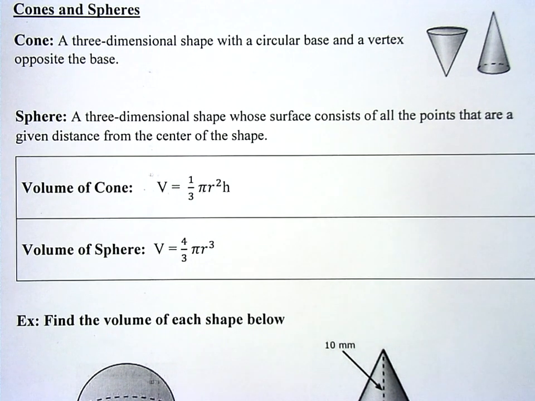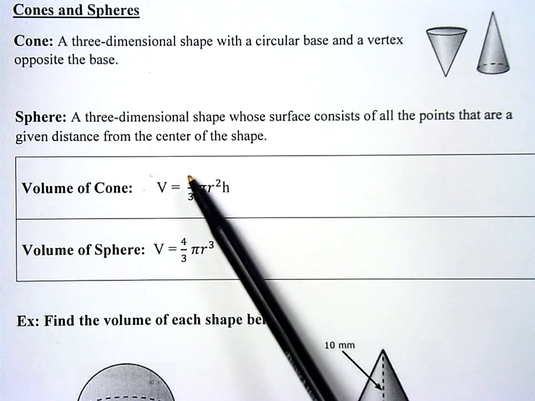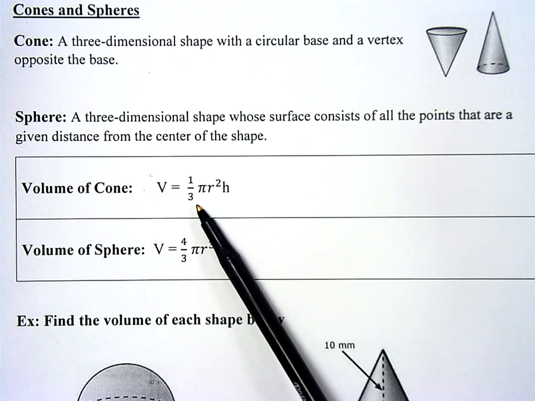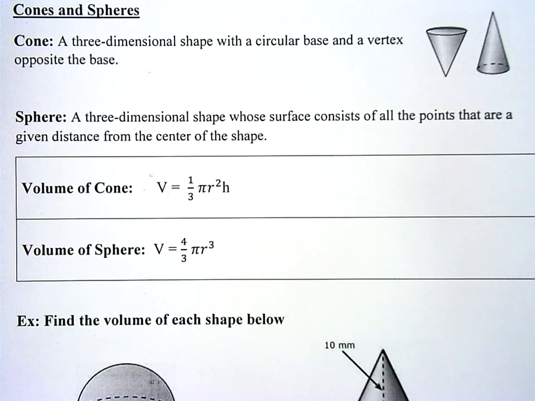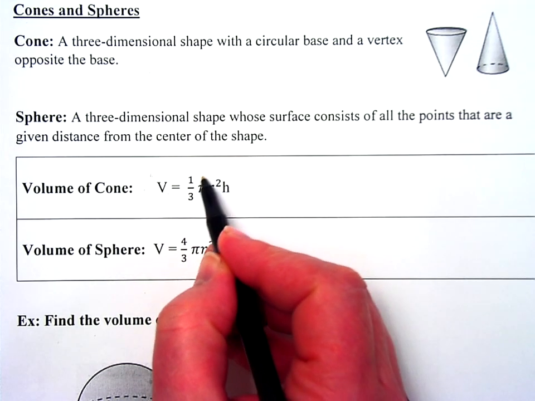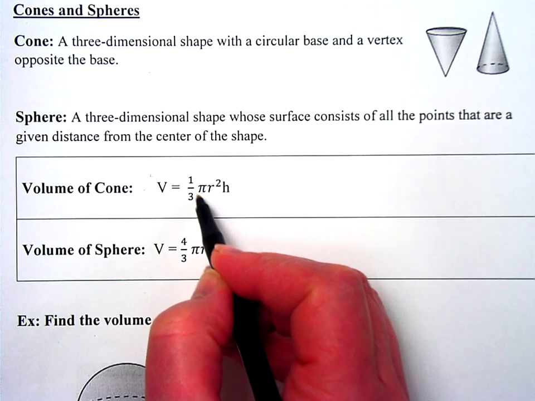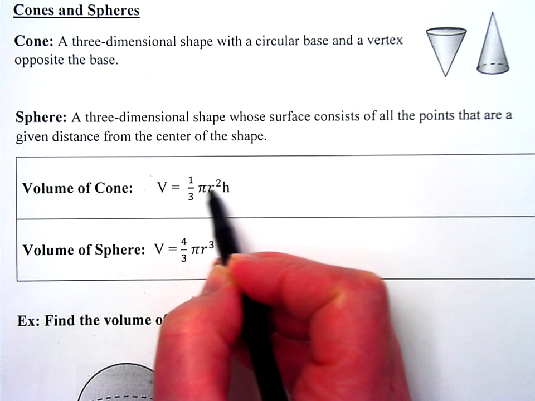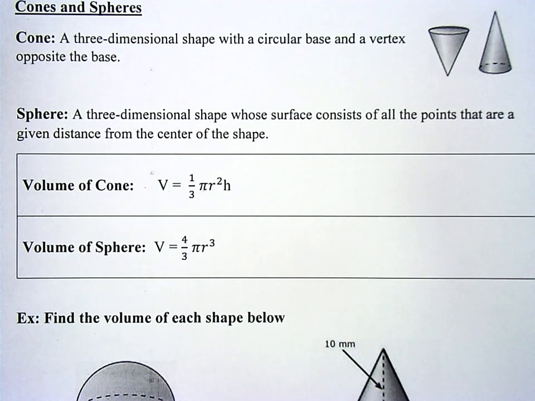To find the volume of a cone, we use the formula volume equals 1/3 times pi times radius squared times height. If we look at this part of the formula here, that is actually the volume of the cylinder. And there is only 1/3 in addition to the rest of that part of the formula.